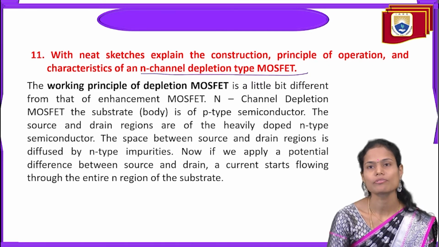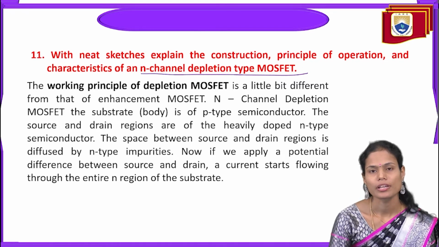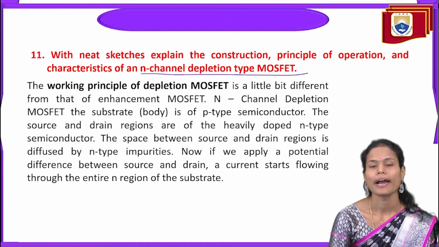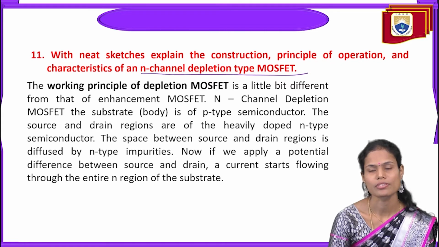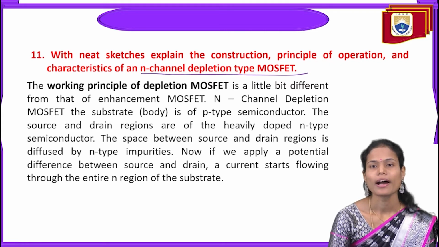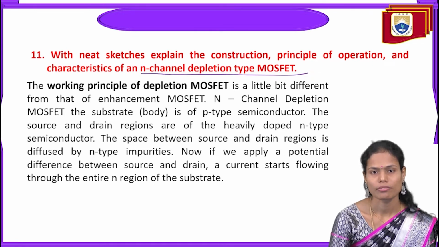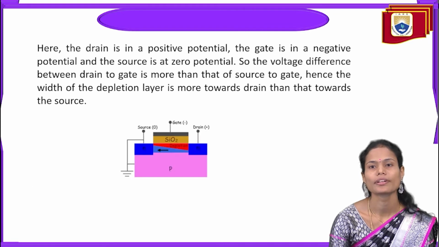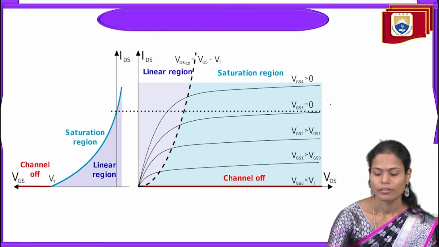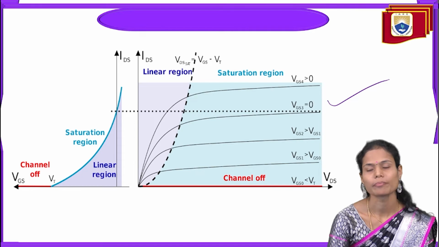With neat sketches, explain the construction, principle of operation, and characteristics of N-channel depletion type MOSFET here. So in this case also we have to take the N-channel depletion type MOSFET, how we are constructing that N-channel depletion type MOSFET, and what is the operation of that one, and how the charge carriers in the channel are varying when we are providing the different gate to source voltage as well as drain to source voltage, and we need to see the operation of that one. Then after that we have to provide the required characteristics.